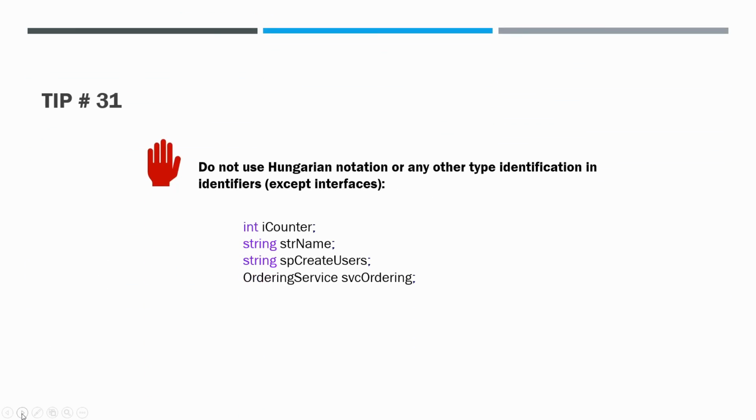Tip number 31. Do not use Hungarian notation or any other type identification in identifiers, except interfaces. This is because we're not students anymore. Again, just kidding. Visual Studio IDE makes determining types very easy via tooltips. In general, you want to avoid type indicators in any identifier.